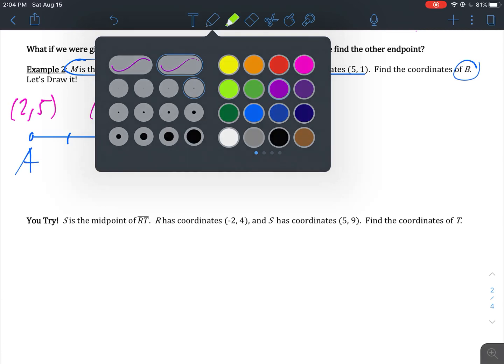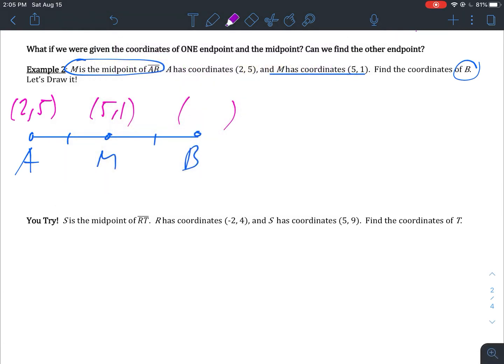I'm going to look at my x-coordinates. 2 and 5. Somehow I went from 2 to 5. How did I get from 2 to 5? Well, pretty easily, I added 3. And since M is exactly in the middle, whatever I did to get from A to M, I have to do again to get from M to B. So I'm going to add 3 more. And that gives me 8. So my x-coordinate must be 8.